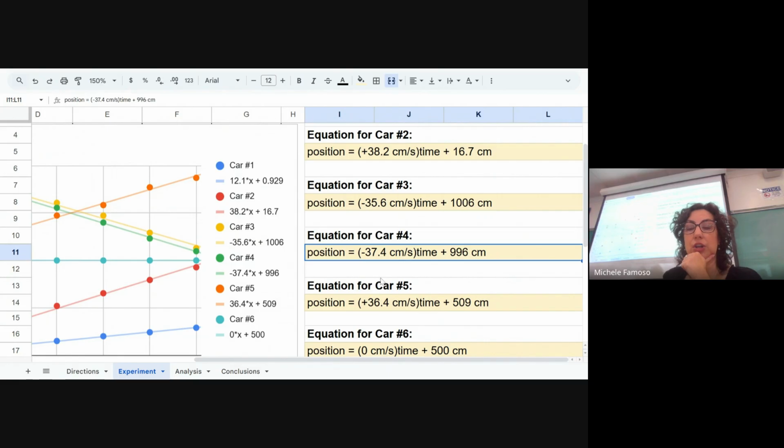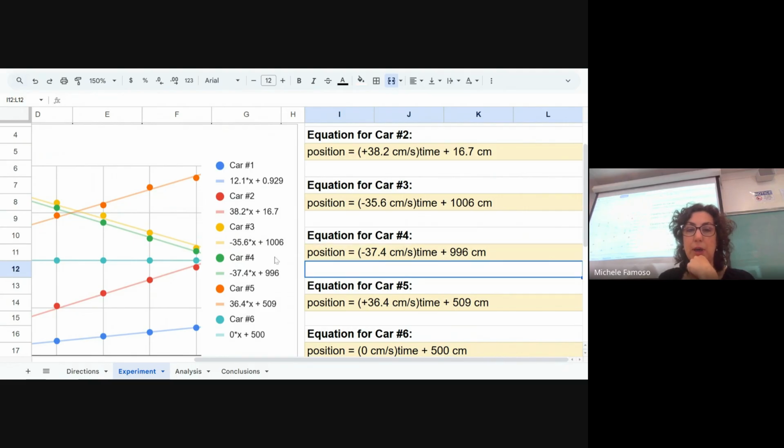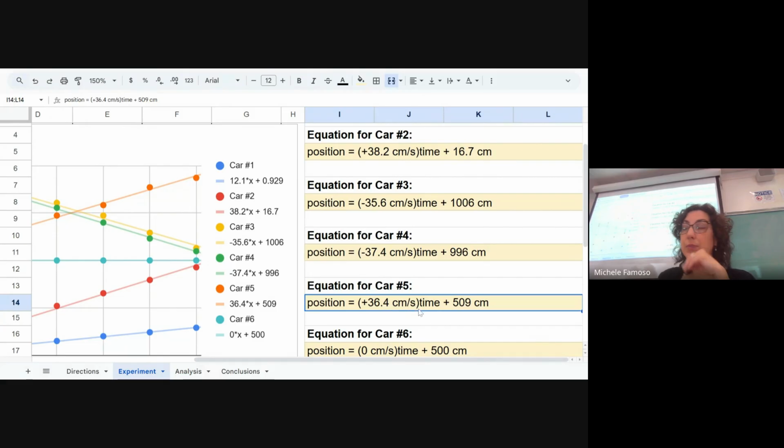Number 4, you should have typed position equals left parenthesis negative 37.4 cm/s, close the parenthesis, time plus 996 cm. You're proofing errors, right? Checking it. It should match what you have over here for car 4. Car 5, you should have typed position equals positive 36.4 cm/s, close the parenthesis, time plus 509 cm.